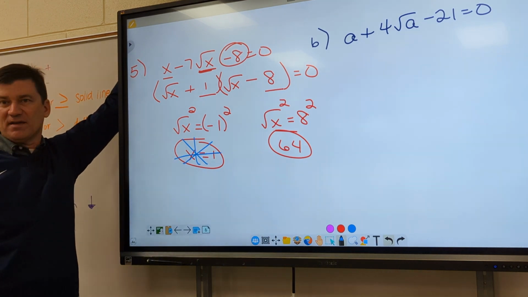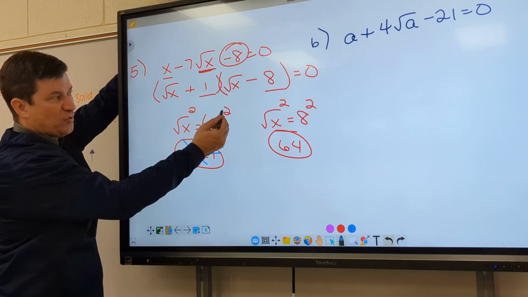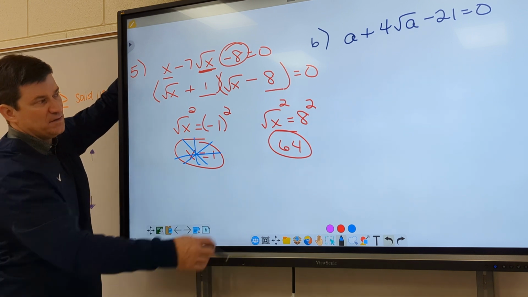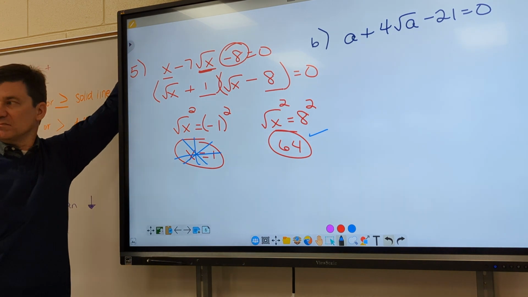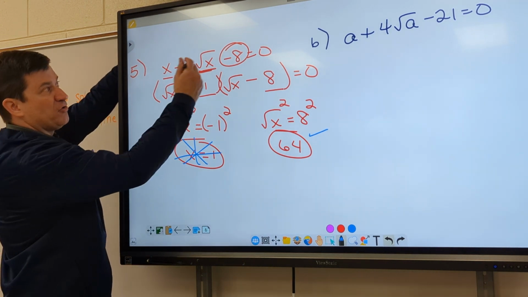Now, how do I know that's not going to work without plugging it in the calculator? Because I know this from 30 years. If it's a negative before you square it, it's never going to work when you plug it back in. That one's a positive before we squared it, so it's going to be fine.